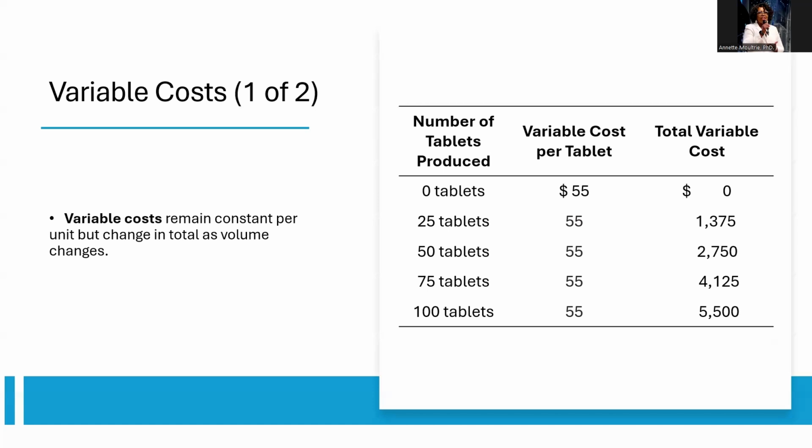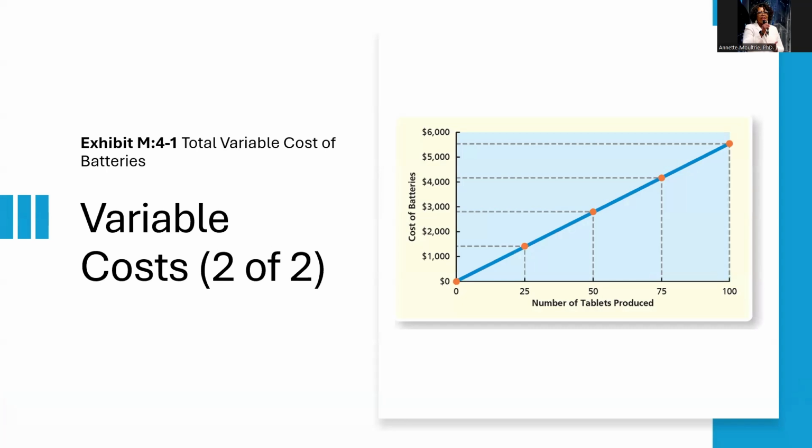So, for example, at Smart Touch Learning, the direct materials used to manufacture tablets are a variable cost. Now, each tablet requires what? One battery costing $55. So as the number of tablets produced increases, the total cost of batteries rises proportionally. However, the cost per battery remains constant at $55.